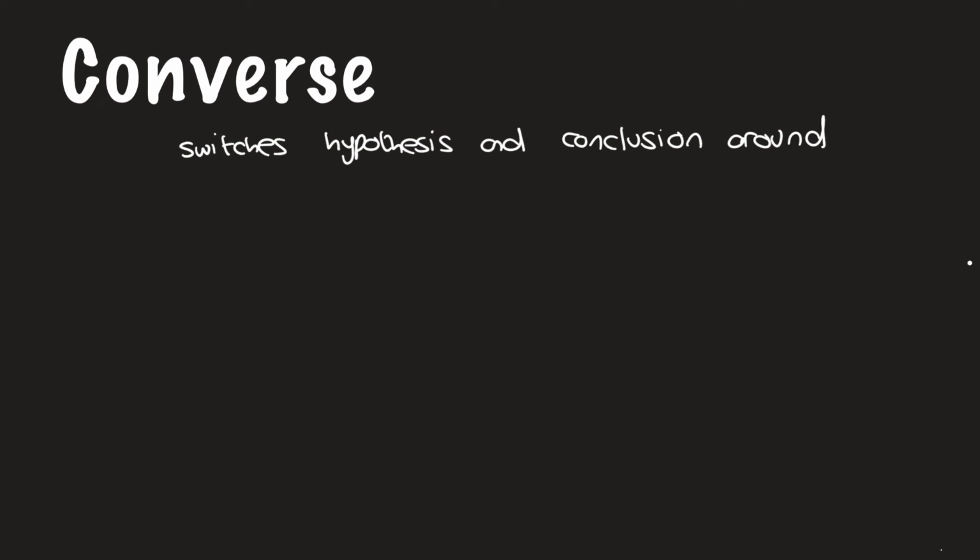So we just ran through the converse, and the converse is where your hypothesis and your conclusion switch places. So it switches the hypothesis and the conclusion. So P implies Q becomes Q implies P. So let's say that again. P implies Q. If P then Q becomes if Q then P.